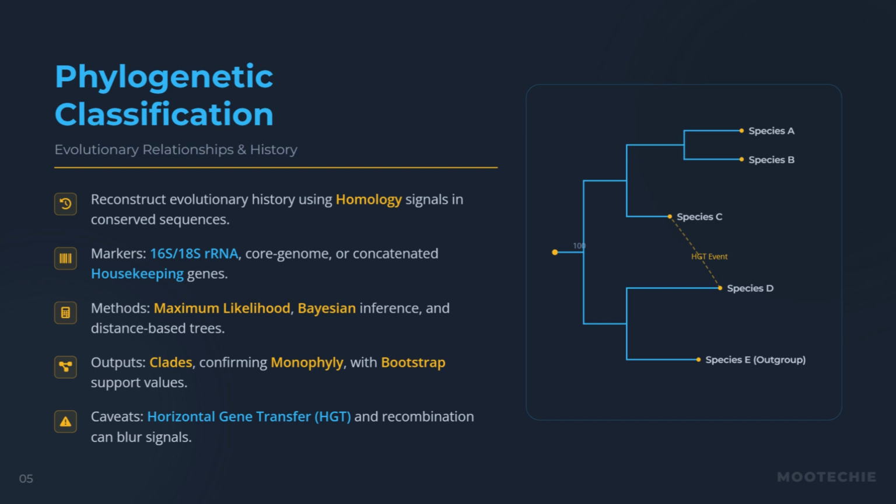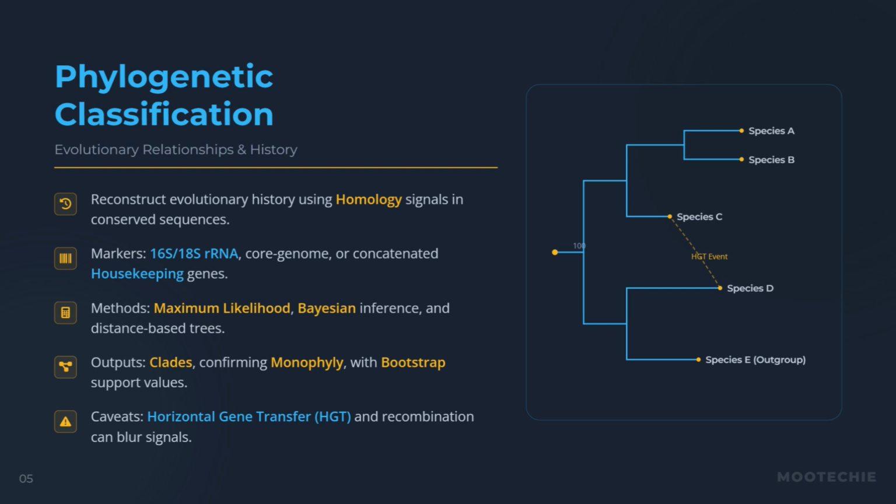Methods like maximum likelihood, Bayesian inference, and building distance-based trees use algorithms to infer the most likely branching patterns from genetic data. The outputs are evolutionary trees showing clades, groups sharing a common ancestor, with statistical measures like bootstrap support values indicating confidence in the branches. A major caveat is that phenomena like horizontal gene transfer, HGT, and recombination can blur these evolutionary signals as genes are swapped between unrelated lineages, complicating the tree of life.